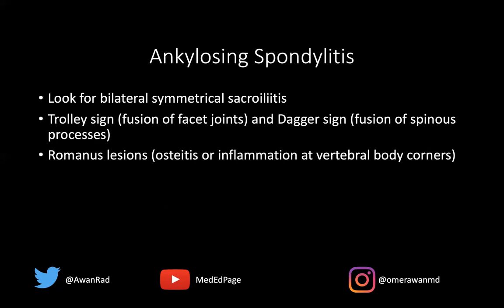Another key finding in ankylosing spondylitis is Romanus lesions or osteitis, or inflammation or edema at the vertebral body corners, or enthesitis at the insertion of where tendons or ligaments are attaching, right? So that's a very important sign. We typically see this on an MRI where we have T2 hyperintense edema at the corners of the vertebral bodies. That can be a very early sign of ankylosing spondylitis.